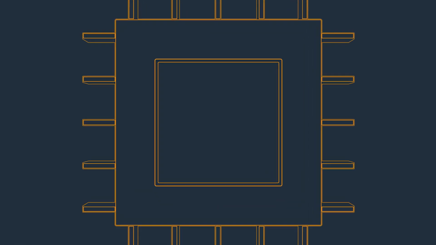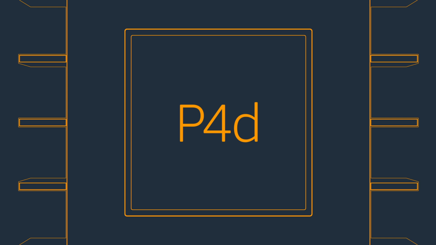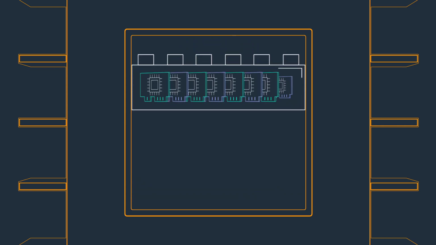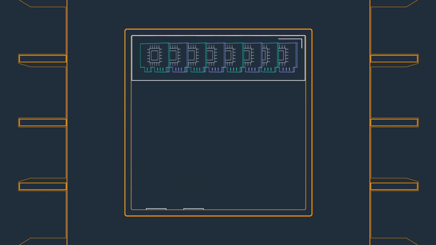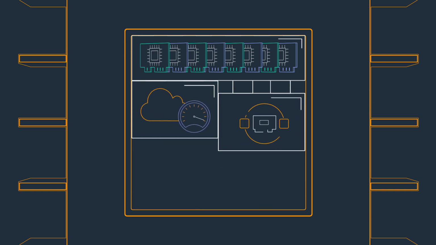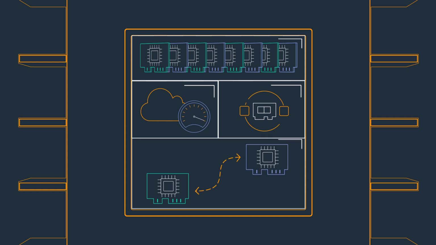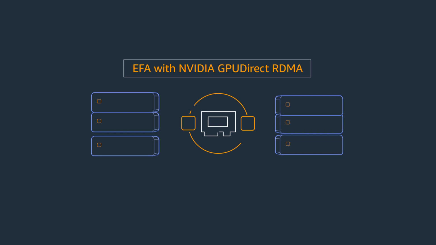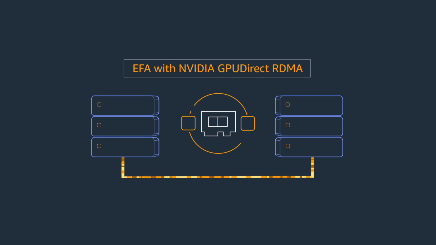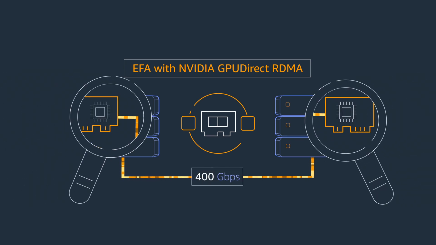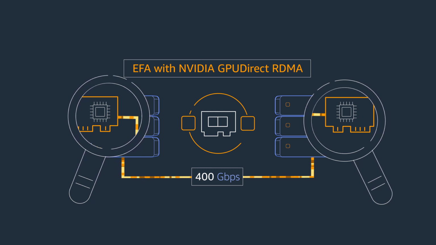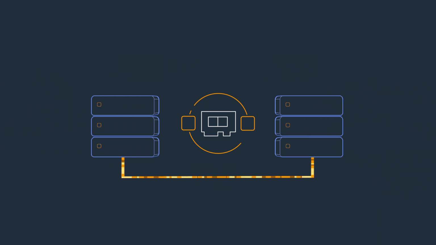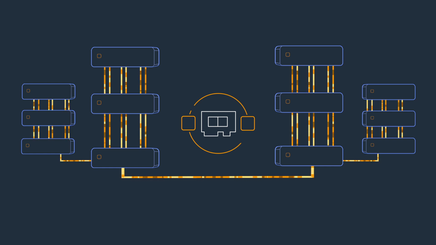The core building block of the EC2 UltraClusters are P4d instances, which provide 8 of the NVIDIA A100 GPUs, first-in-cloud 400 gigabits per second network bandwidth, Elastic Fabric Adapter, and NVIDIA GPUDirect RDMA. Elastic Fabric Adapter with NVIDIA GPUDirect RDMA technology enables high throughput and low latency GPU-to-GPU communication between instances with CPU bypass to help efficiently scale out multi-node distributed workloads for ML training and HPC applications.